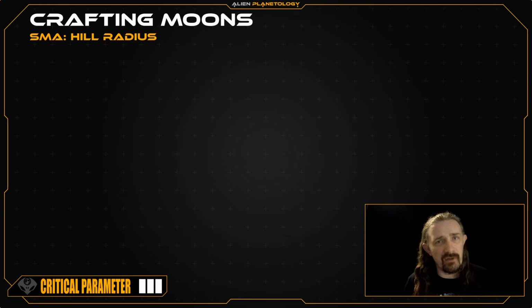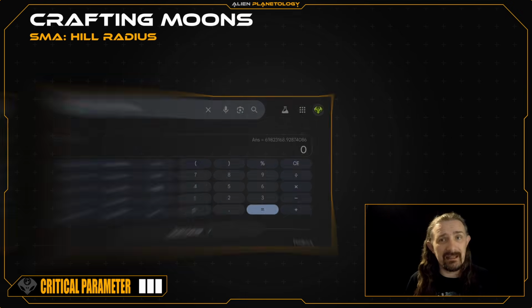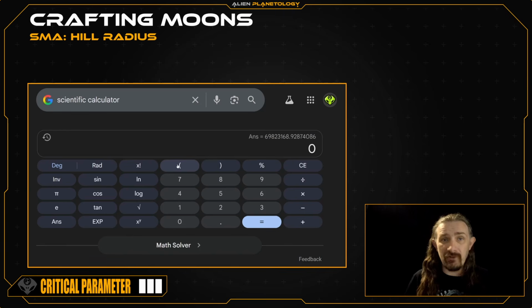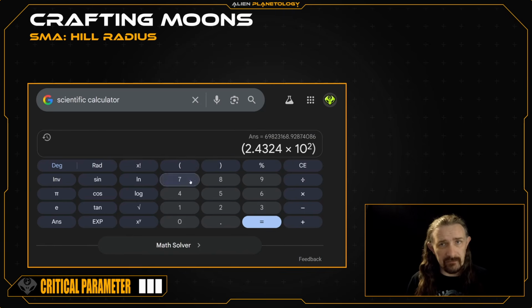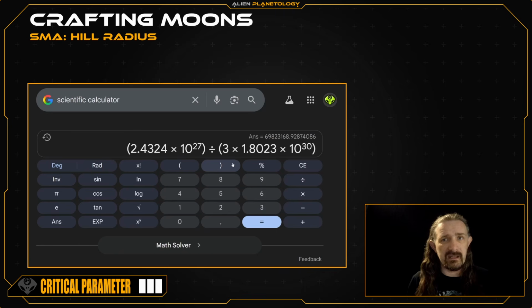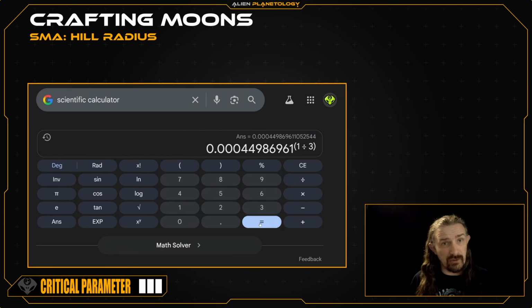Once again, I'm going to do the math slightly out of order to make it simpler. I'm going to start by entering the mass of my planet in parentheses, dividing, opening another parentheses, and entering 3 times the mass of my system's star. Then close the parentheses. Your equation should look something like this. Press equals and then raise the value to the power of 1 over 3 to get the cube root.